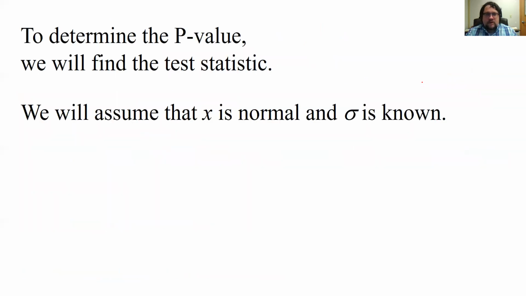All right, so we're going to determine the p-value and we're going to find the test statistic. We'll assume that we're looking at a normal population and that we know the sigma. So again, we know the sigma. That means we're working with z values. That's a big tie there. With sigma and the normal distribution, we're working with z values.